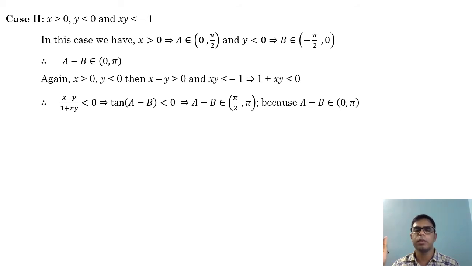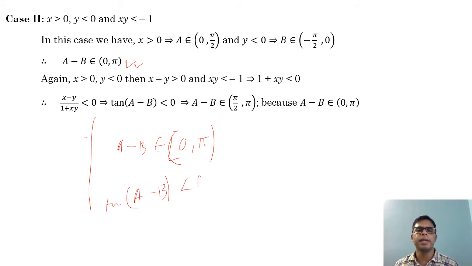ASTC, by the rule ASTC, you see here. In the first part we already obtained that a minus b is in the open interval, and here we obtained that tan(a minus b) is less than 0. So tan(a minus b) less than 0.